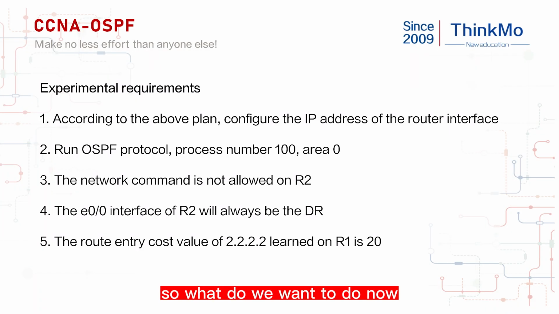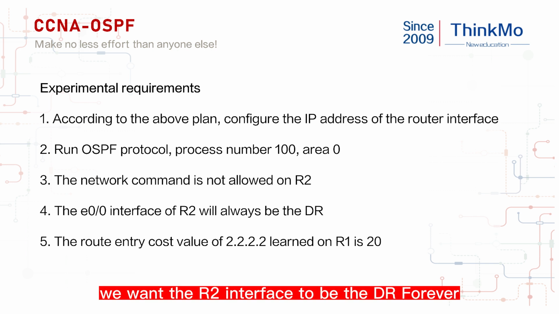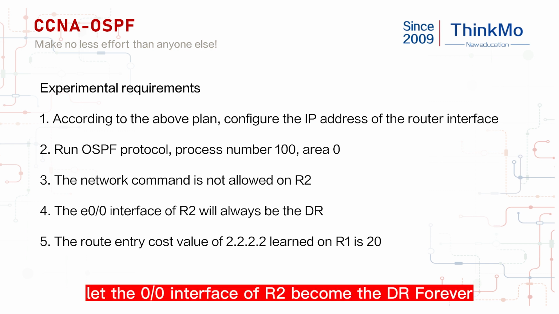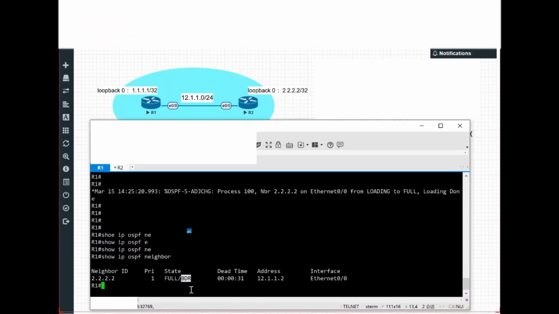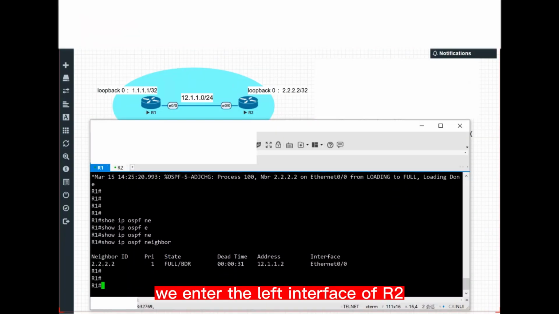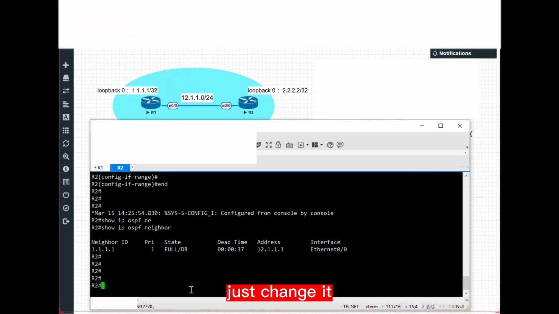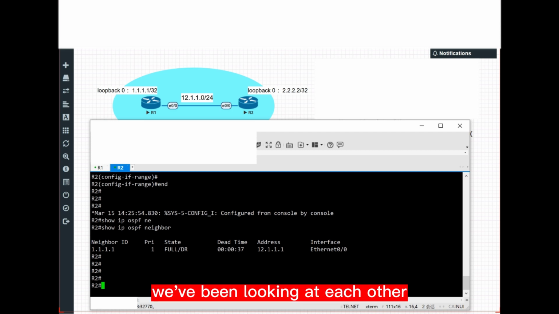So what do we want to do now? We want the R2 interface to be the DR forever. Let the e0/0 interface of R2 become the DR forever. We can choose to change its priority. We enter the left interface of R2 and just change it. We've been looking at each other.